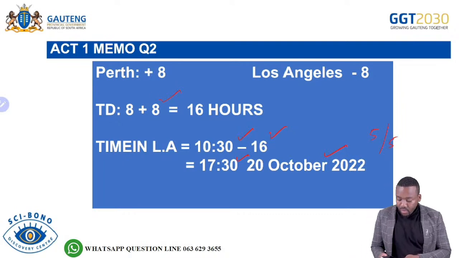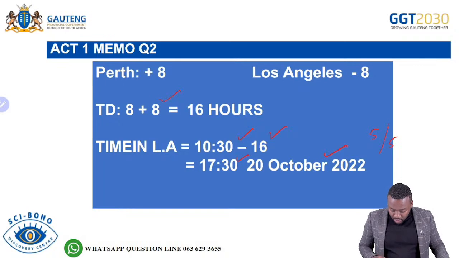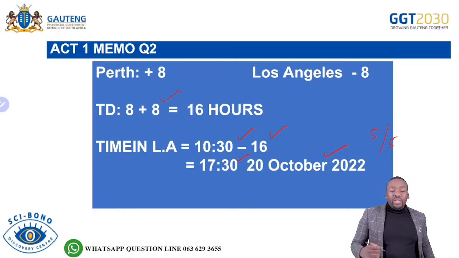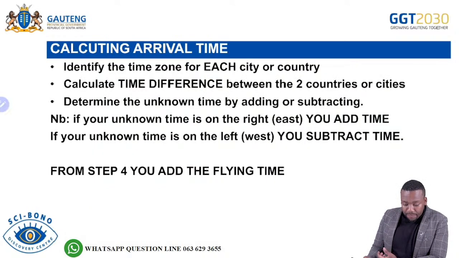Check using our calculator. Remember, in your exam, you need to have your calculator. 10:30 minus 16 hours. That is correct. Then we move. So do not leave out the date or else you will be confused.